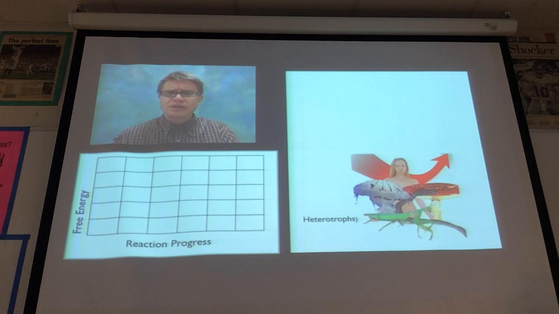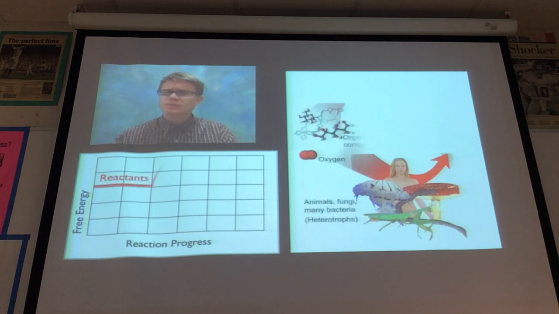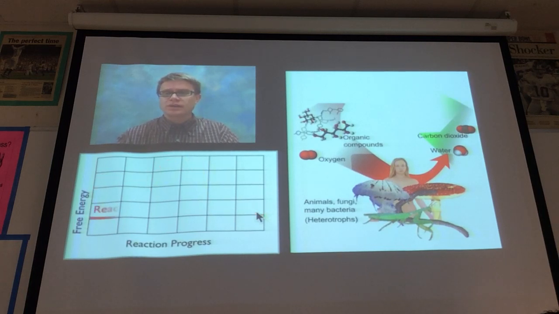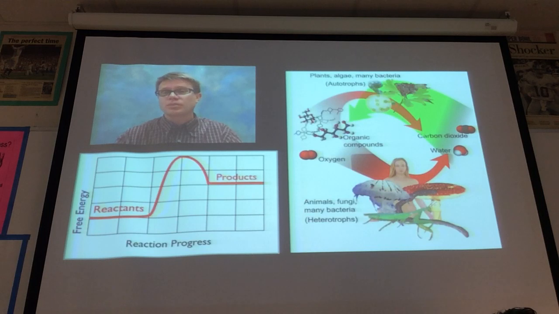Likewise, if we look at life on our planet, most of us are heterotrophs. What does that mean? We take energy in our food, for example, glucose, we combine it with oxygen, and we make carbon dioxide and water. But when we do that, the reactants, in other words, our food and our oxygen, have a higher amount of free energy than the products that we produce. And so we would be stuck if it weren't for the autotrophs, if it weren't for plants.